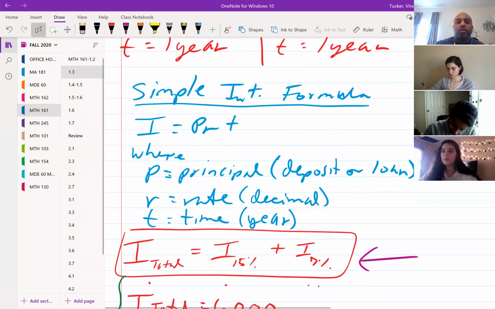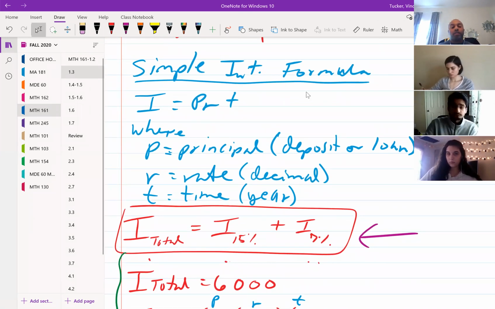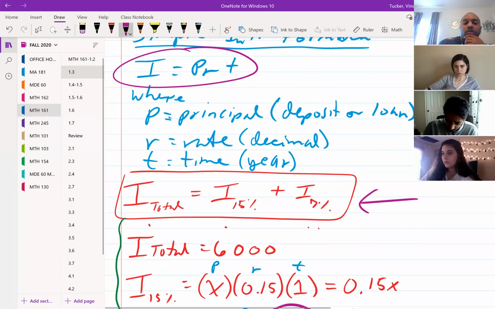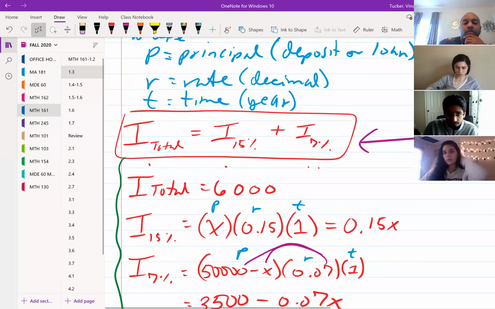All right. So now the way we would set up our equation, we're going to have a total amount of interest. Remember, we wanted that $6,000, and it's going to be equal to the amount of interest earned from the 15% account plus the amount of interest earned from the 7% account. All right, so we want both of those to add up to give us $6,000. And remember, the way we would calculate interest is multiplying P times R times T.